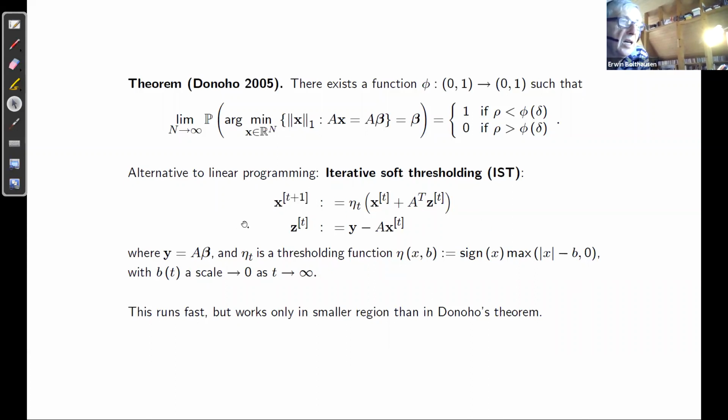That was proposed by engineers, and then it turned out that it runs fast, but it runs correctly only in a smaller region than the one described by Donoho. So obviously there's something wrong: it's fast, but worse than the theory, because you need more restrictions here. You see it on the next slide.